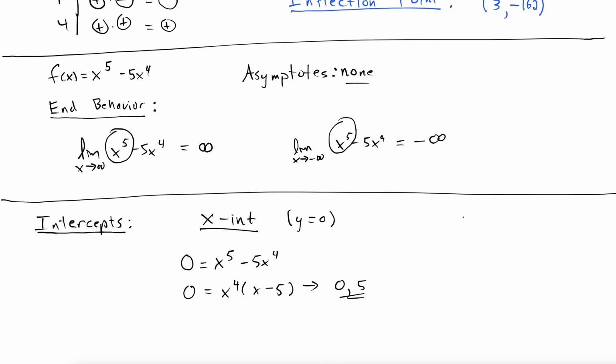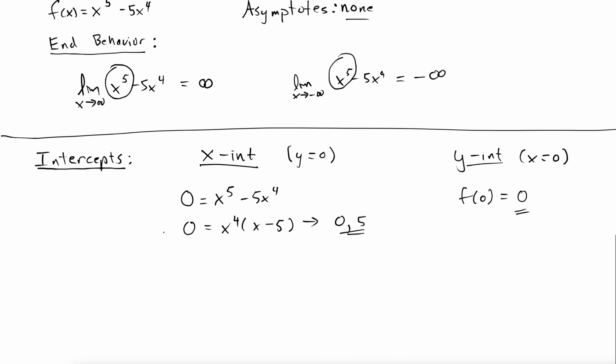So there's our 2 x-intercepts, and then our y-intercept is even quicker. We set x equal to 0, opposite variable in this case. So essentially we're just evaluating f of 0, which is clearly 0. Okay, so we have our x and y intercepts. Let's pull everything together and sketch this function here.